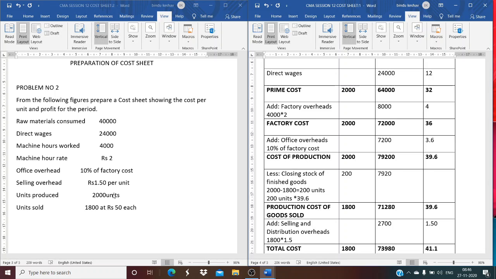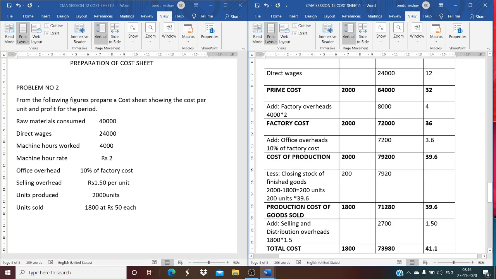Now, as I have already said, we have produced 2,000 units and we have sold only 1,800 units, which means that the stock is remaining, that is the closing stock. We have to adjust the closing stock, less closing stock of finished goods. Now, how do you find out this? 2,000 minus 1,800, 200 units. This is the number of units.